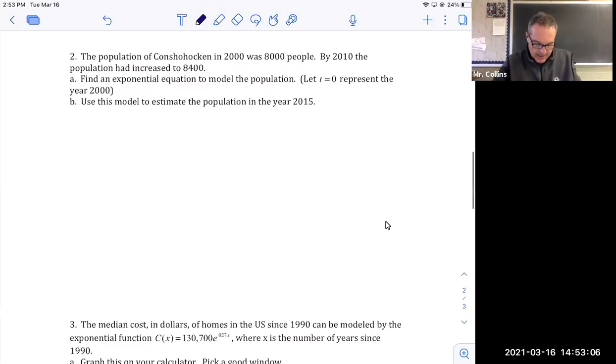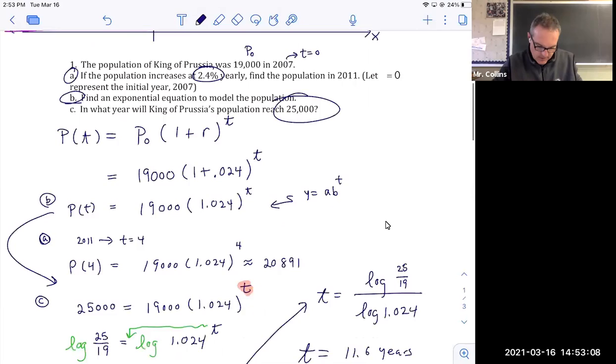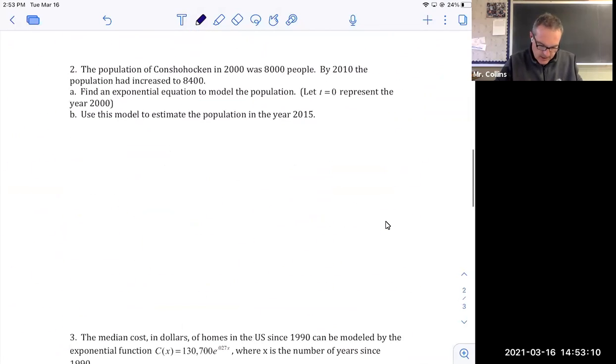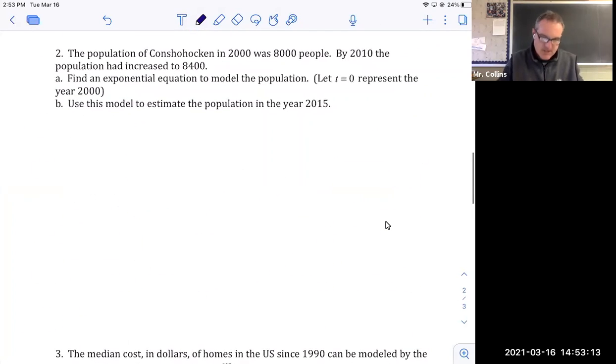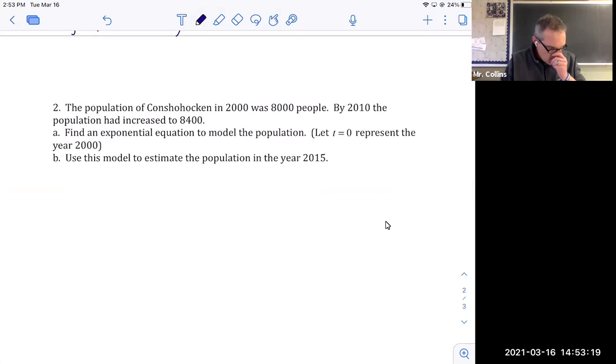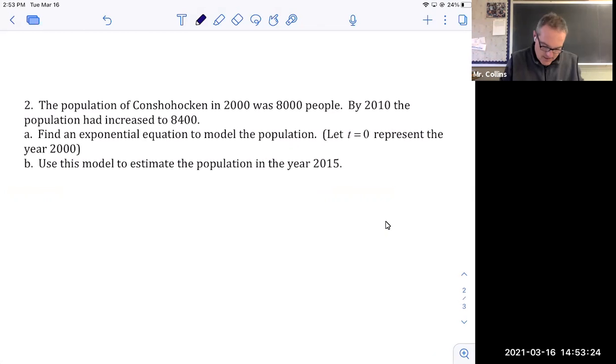Hey gang, I'm back for the back of this worksheet dealing with exponential modeling. And again, we'll look at population. This time we'll go across the river to Conshohocken. And in 2000, the population was 8,000 people. And by 2010, it increased to 8,400.